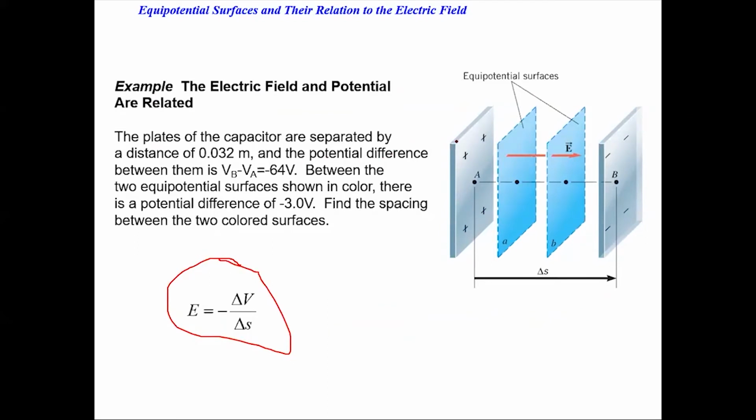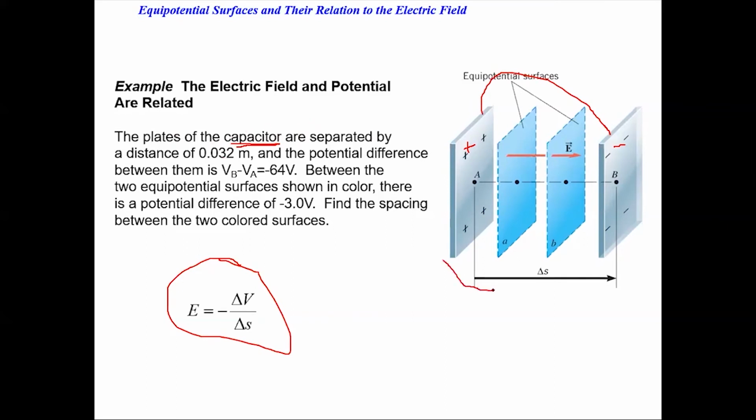By the way, this capacitor: two plates like this, plus and minus. When you have two plates like this, the combination is called a capacitor. We'll do that in the next chapter, okay? A pair of plus and minus plates of this kind is called a capacitor. The plates of the capacitor are separated by a distance.